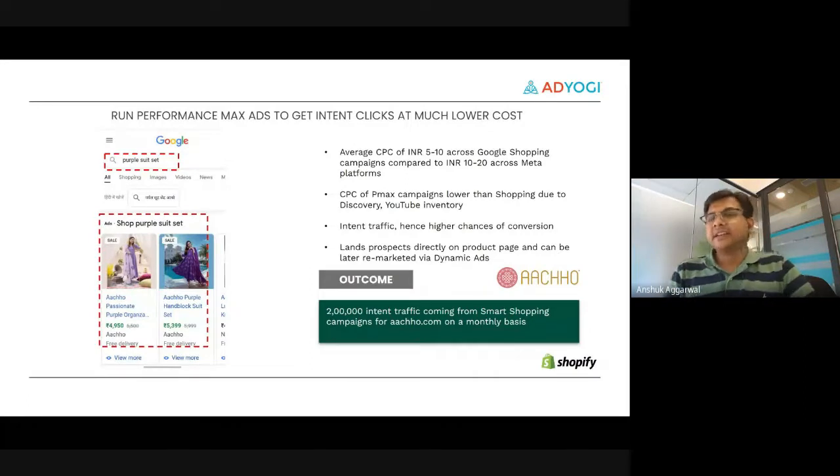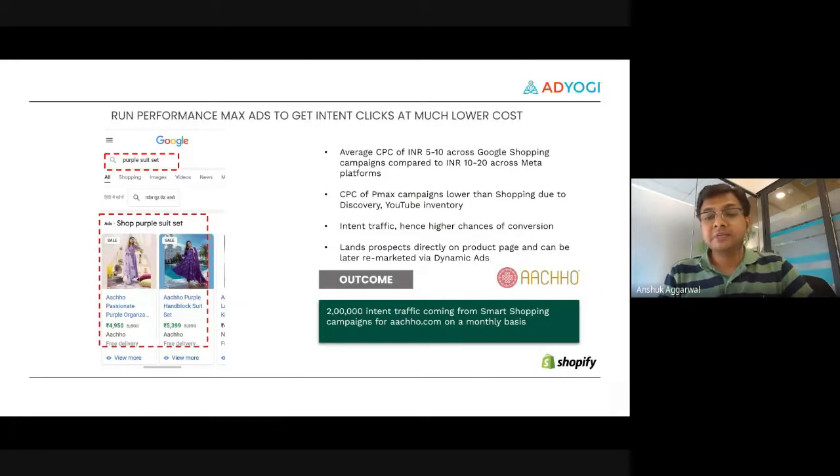The third point is slightly different from the first and second, which is run Performance Max campaigns. Now, many of you would know that Google has launched a category of campaigns called Performance Max. The unique thing about Performance Max is, by nature, it has lower cost per click. An average cost per click from a Performance Max campaign would be around 5 to 10 rupees. And what you get on Facebook, on Google could be 20, 30, 40 rupees also. So when you blend in your marketing campaigns and put a certain percentage of budget on Performance Max campaigns, you will see that the blended CPC on the website comes down.